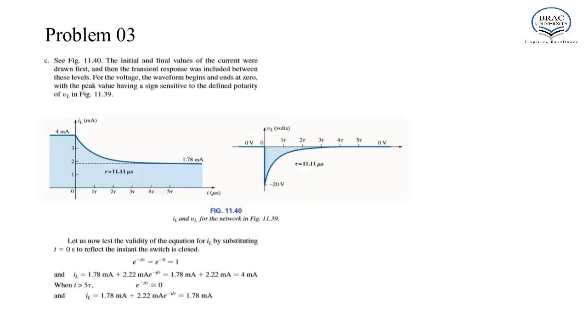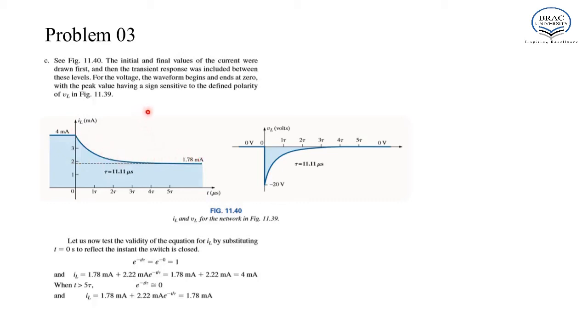The waveform for IL and VL will be as shown over here. The initial and final values of the current were drawn first, and then the transient response was included between those levels. That is, the initial level was drawn over here and the final level was marked over here. Then these 2 points were connected.